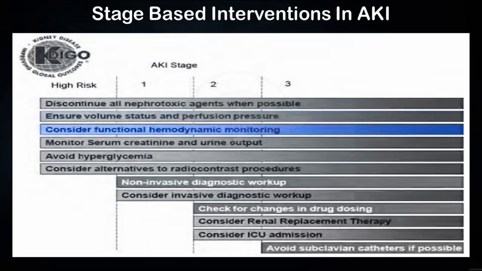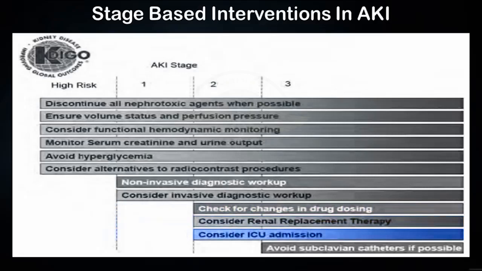Consider functional hemodynamic monitoring, especially in critically ill patients. Serum creatinine and urine output should be monitored more frequently. Hyperglycemia should be avoided. Radiocontrast procedures should be minimized. Non-invasive diagnostic workup should be intensive. And as the disease progresses, more and more invasive diagnostic workup may be required. As AKI is a dynamic process, patients should be checked regularly for changes in drug dosing as the disease severity increases. And renal replacement therapy should be started whenever needed.